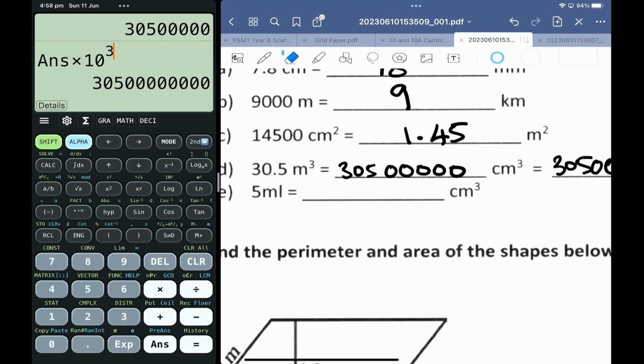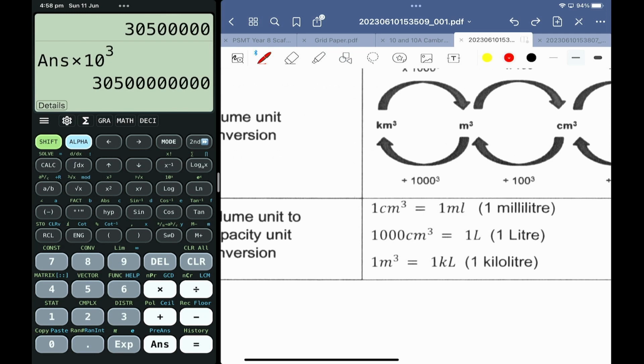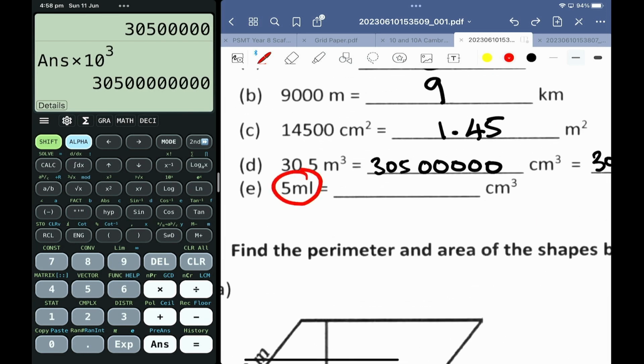All right, and then this last one is 5 milliliters to centimeters cubed. Well, we can have a look at the conversion chart again if we need to, but we should have remembered from that previous question that 1 centimeter cubed is the same as 1 milliliter. 1 milliliter is the same as 1 centimeter cubed. So if we have 5 milliliters, that is the same thing as 5 centimeters cubed.